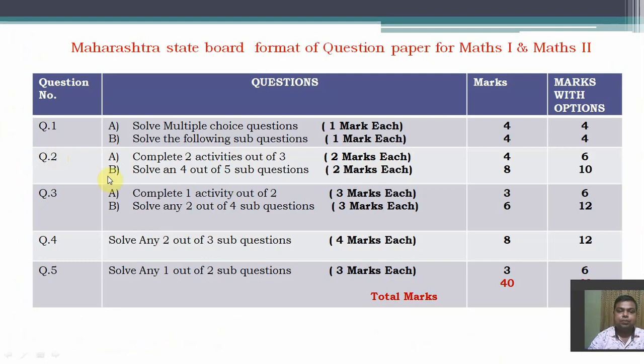Now see question number 2B, solve 4 out of 5 sub questions. Here 1 extra question will be given. You have to attempt 4 questions. Each question will carry 2 marks. So 8 marks in all. So question number 2 carries 4 plus 8, 12 marks. So question number 2 has weightage of 12 marks. How question number 2B will be asked?